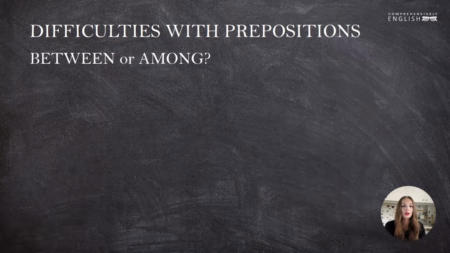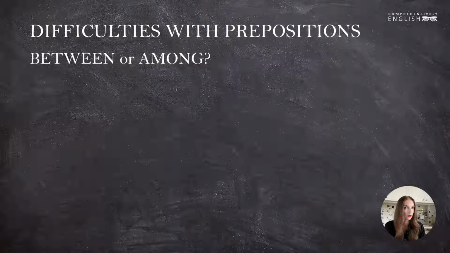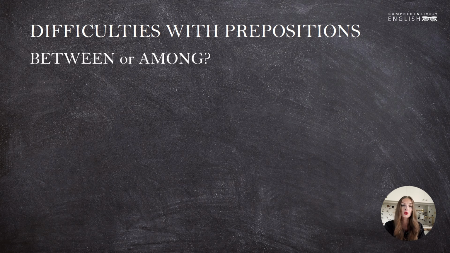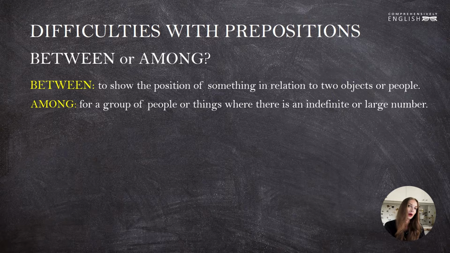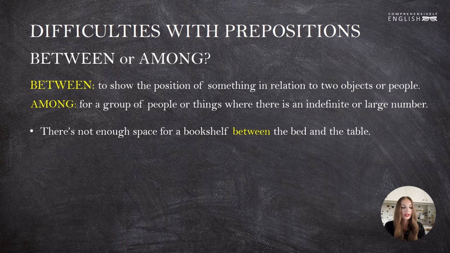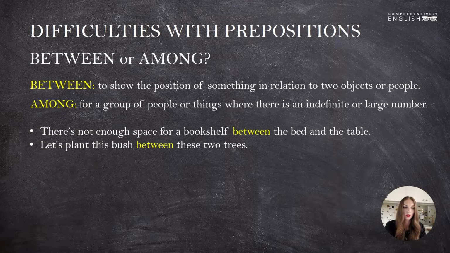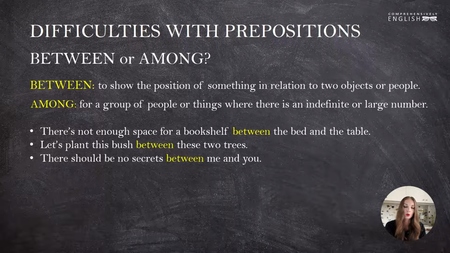Let's move on to between and among. These prepositions are problematic for some students. First of all, we use between when we speak about two people, objects, or places. We use among when we speak about many people, objects, or places. So we'll say there is not enough space for a bookshelf between the bed and the table. Let's plant this bush between these two trees. There should be no secrets between me and you.